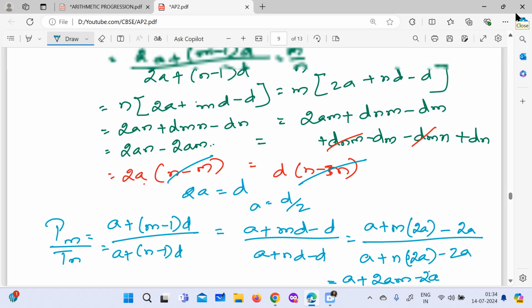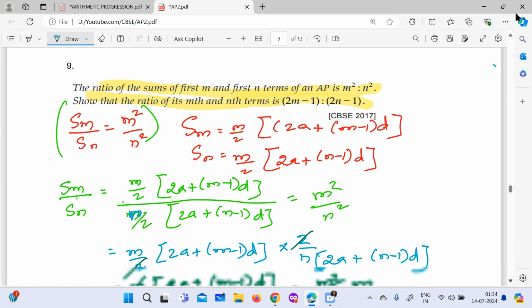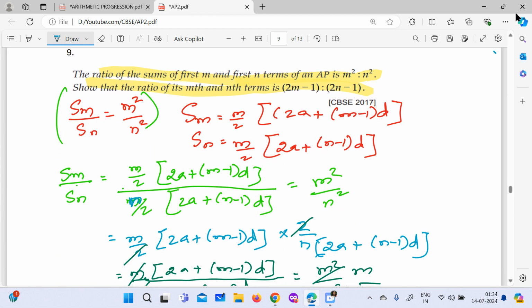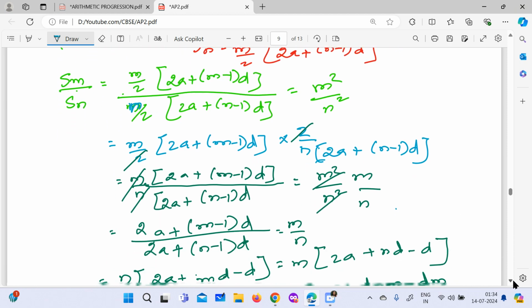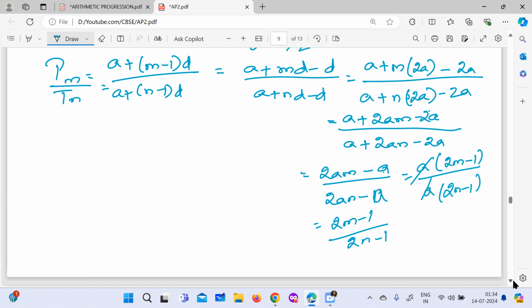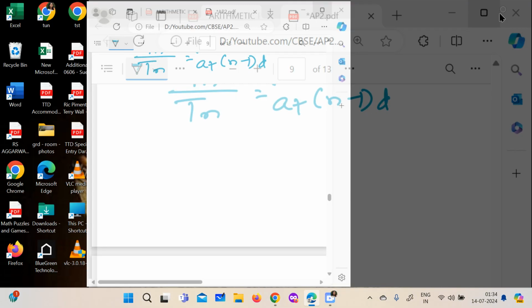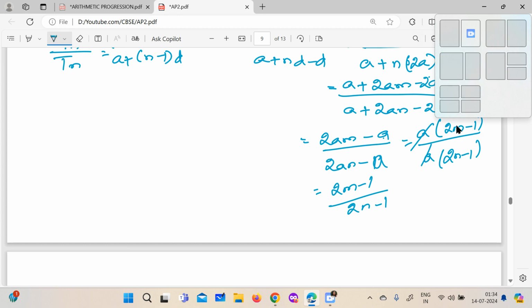So this was the question, that we have to show that the ratio of the mth and nth term is 2m minus 1 is to 2n minus 1. So we did it here. See, the ratio of mth term and nth term. So we were doing it here. This has become a little bigger. Wait, let me show you.